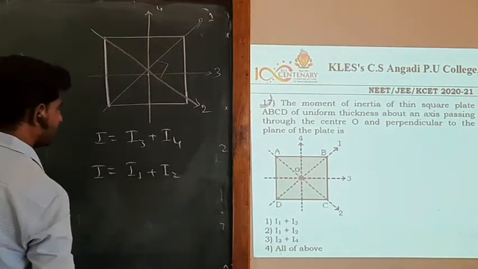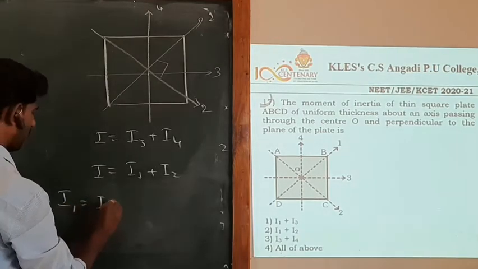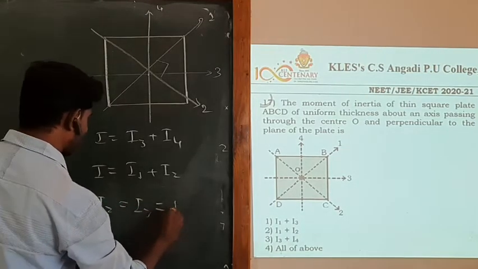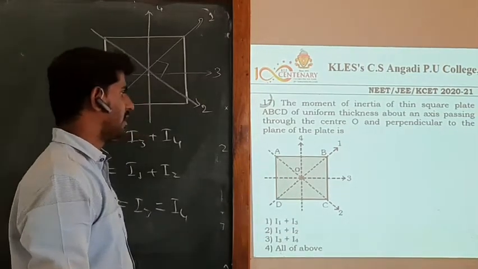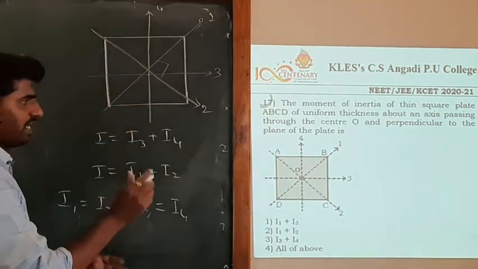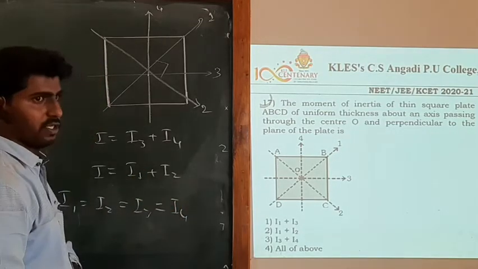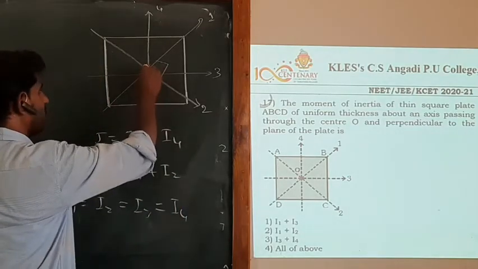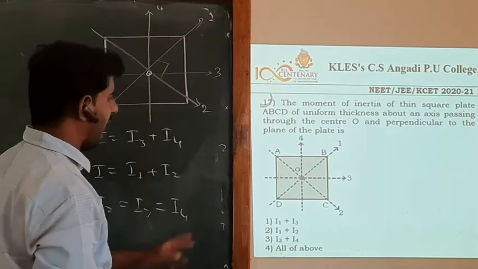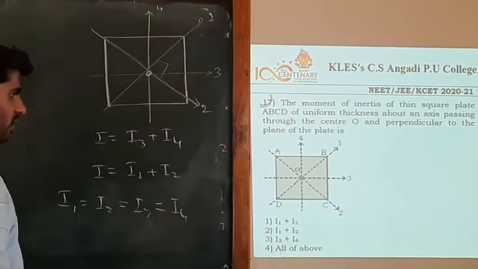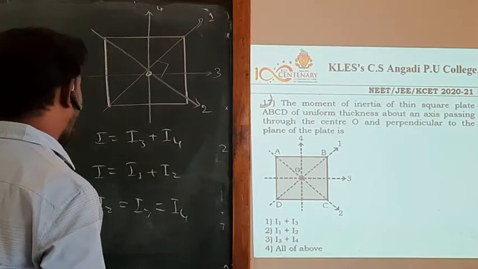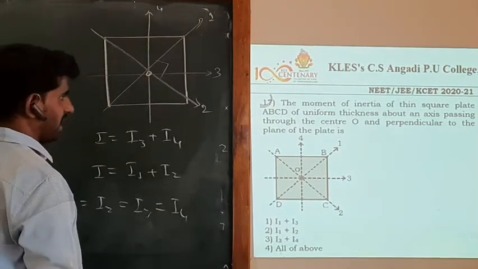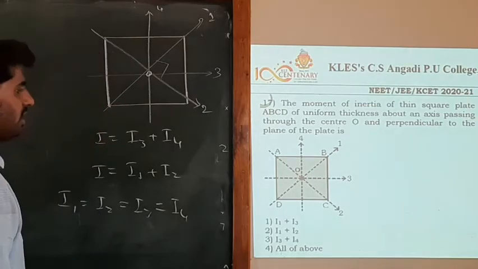By this we can say I1 equals I2 equals I3 equals I4. The sum of the moment of inertia about any two axes will be the same. So the moment of inertia perpendicular to this square is equal to I1 plus I3, or I3 plus I4, or I1 plus I2. All are correct. So that's why the option is all of the above.